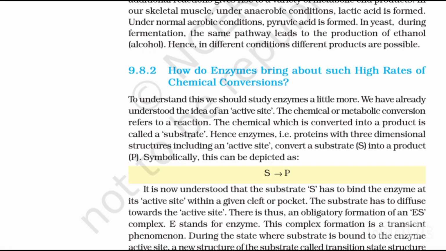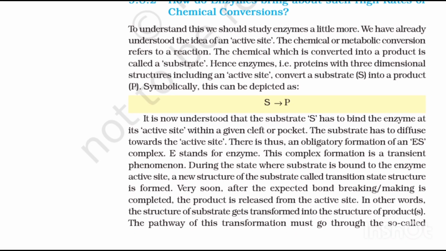It is now understood that the substrate S has to bind the enzyme at its active site within a given cleft or pocket. The substrate has to diffuse towards the active site. There is thus an obligatory formation of the enzyme-substrate complex as a transient phenomenon. During the state where substrate is bound to the enzyme active site, a new structure of the substrate called a transition state structure is formed. Very soon after the expected bond breaking or making is completed, the product is released from the active site.